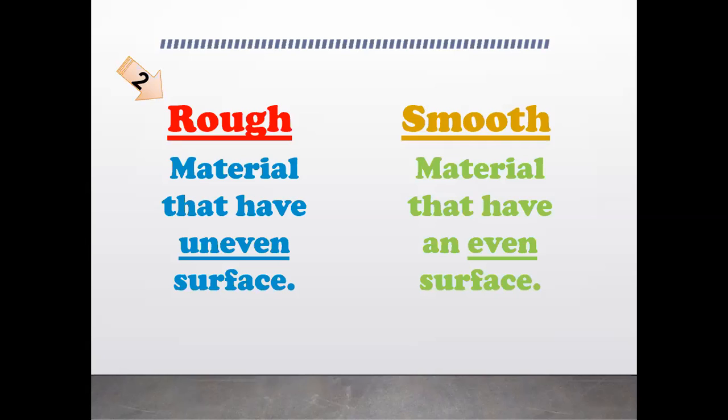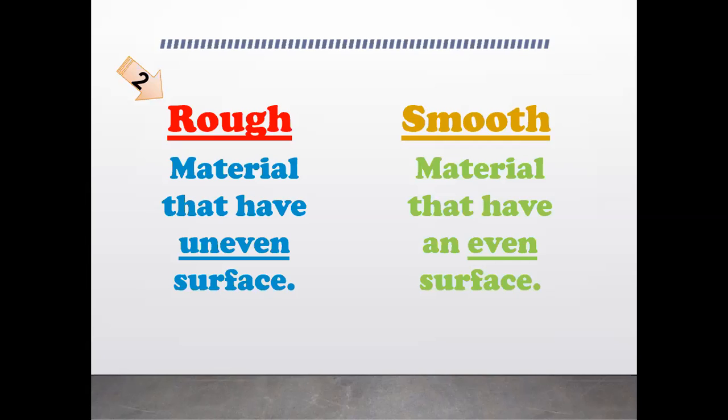Okay, what do we mean by rough? Rough means that the material has an uneven surface. It goes up and down, up and down, up and down. If you put your hands on it, you will not find it going one way. You will find your hands going up and down. So this is called an uneven surface, and this is called rough material. What about smooth material? Smooth material has an even surface.